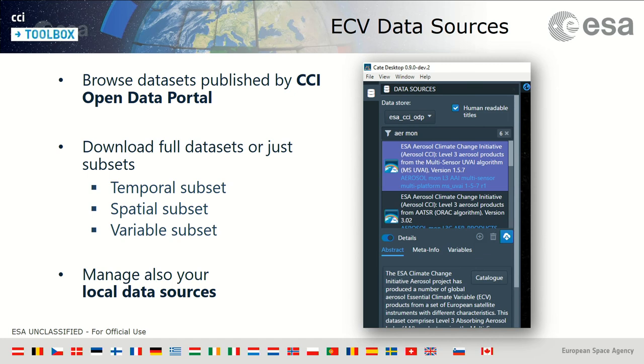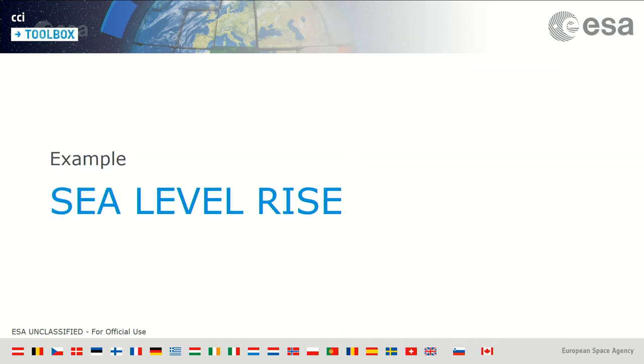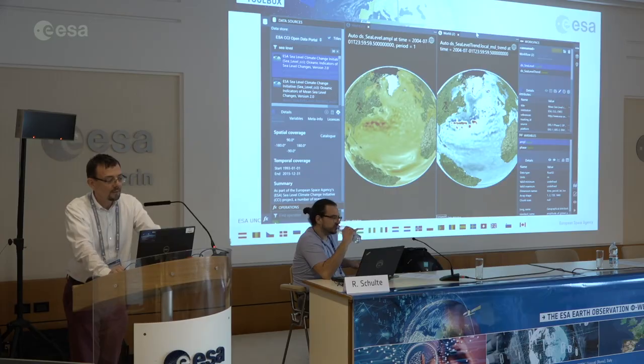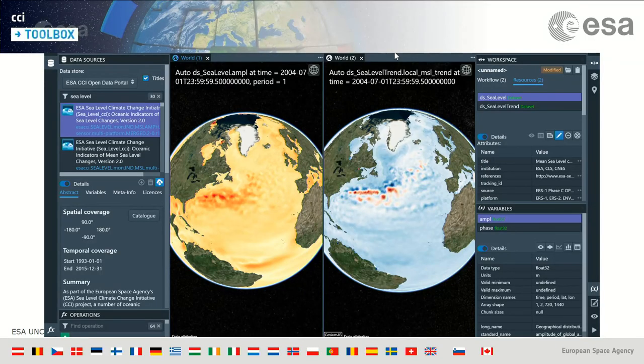You can do a temporal subsetting, spatial subsetting, and variable subsetting to select just the data that you want to work with. So this was very theoretical, and I want to go through one example together with you. How does it work? Let's look at sea level rise, which is probably known to most of us. It starts with the selection of the data. Yes, here is the pointer.